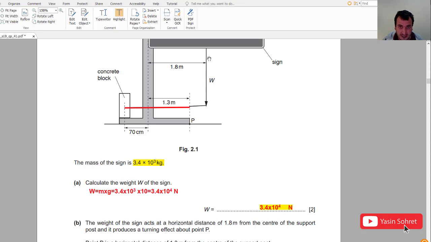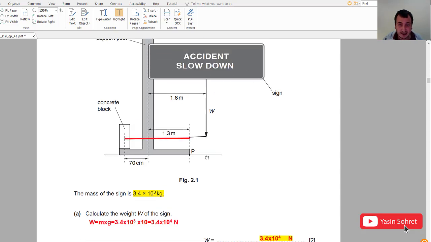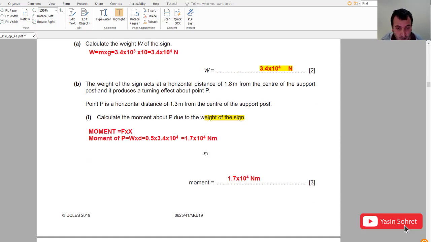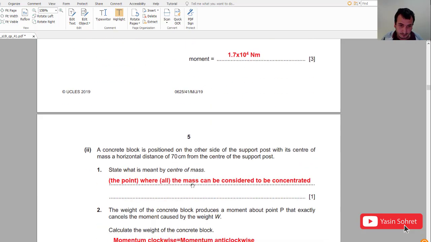So the force here is the weight of the sign and the distance between the weight of the sign to the turning point. So it's going to be weight times distance. 0.5 is the distance times the weight we already found, 3.4 times 10 to the power 4, which is equal to 1.7 times 10 to the power 4 newton meter, the moment about the point P. So let's continue with question two.